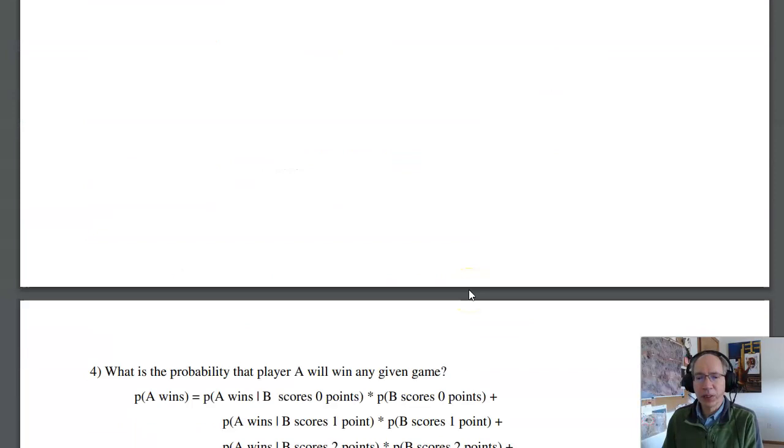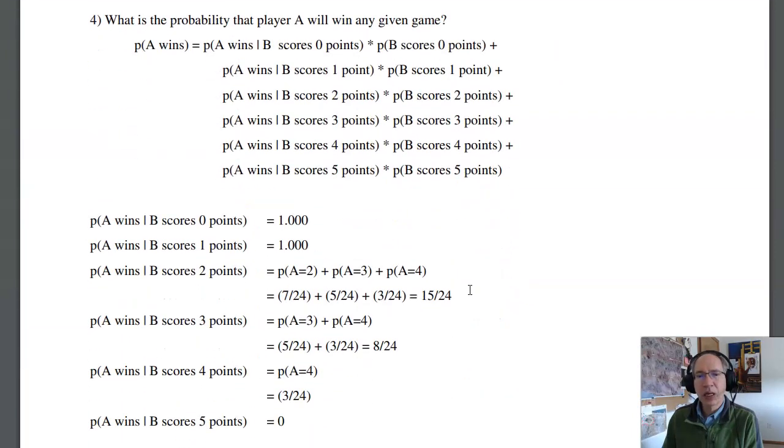Problem 4 is the one that leads into, what's the probability that A is going to win any given game? Well, that's actually kind of hard because I now have 6 times 6 times 4 possibilities. Enumeration doesn't work real well, but I can split it up into a conditional probability. What's the probability that A wins given that B scored 0 points, times the probability B scored 0 points, 1 point, 2 points, 3 points, and so on? Well, if B scores 0 points and A wins on ties, A always wins.